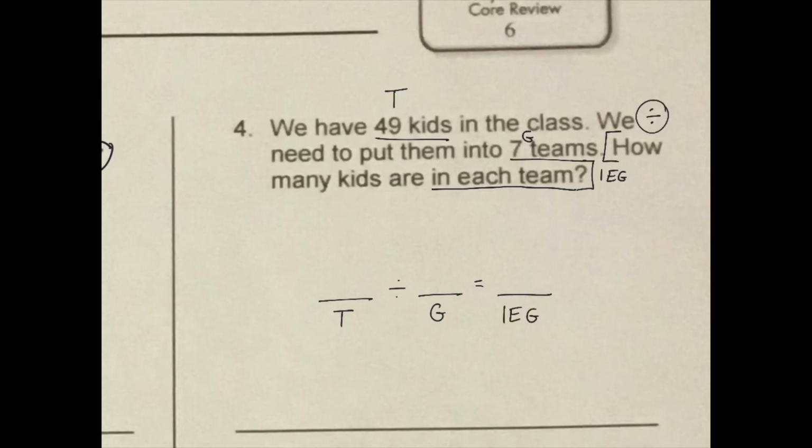So the total I know is 49. The groups or the teams I know is 7. And then it makes sense in each group is our variable, which makes sense because it's in the question. So now I can think 7 times what gets me to 49 to solve it, or I can put it in my calculator, but you're going to get an answer of 7, and we're going to label that 7 kids. Go ahead and circle that as your final answer.